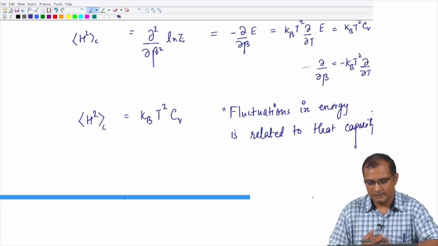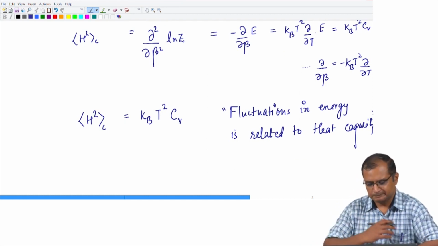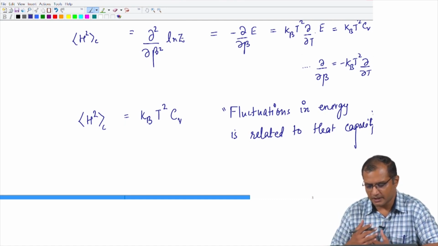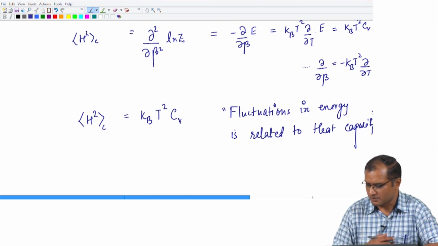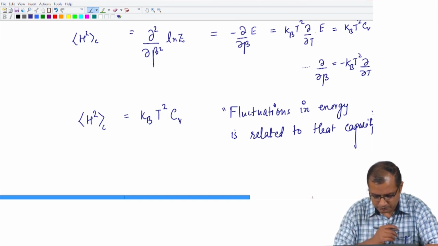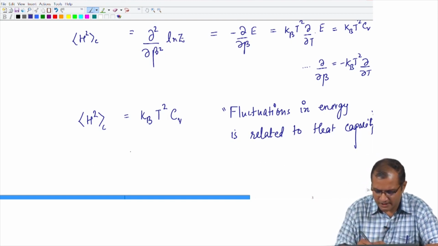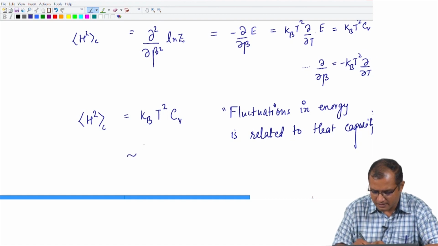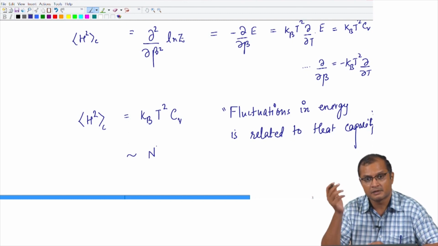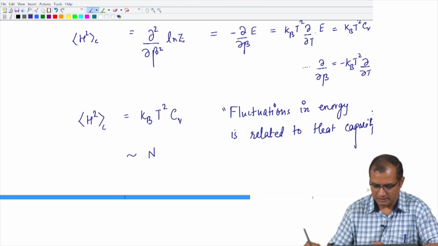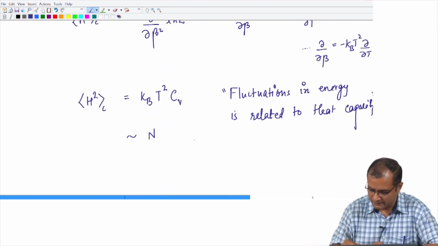So, they are related to properties of the system. The connections are very deep is what I would like to say. Now, you can also see that this variance is scaling with system size because heat capacity scales with system size. Okay, you can also see it here. So, I am going to write down this first.